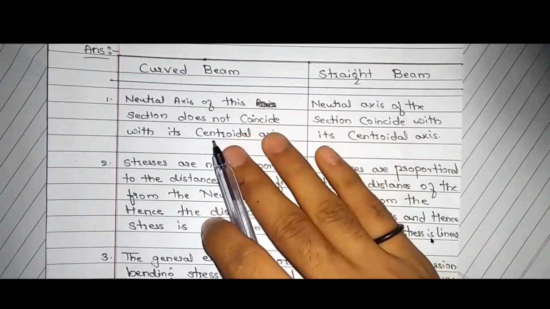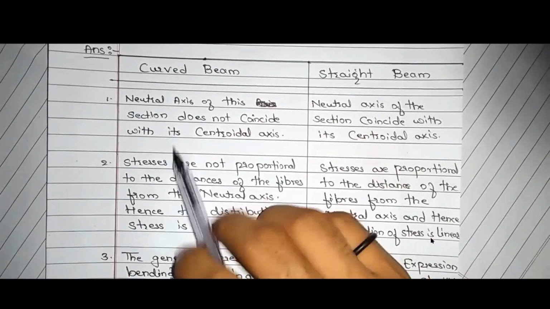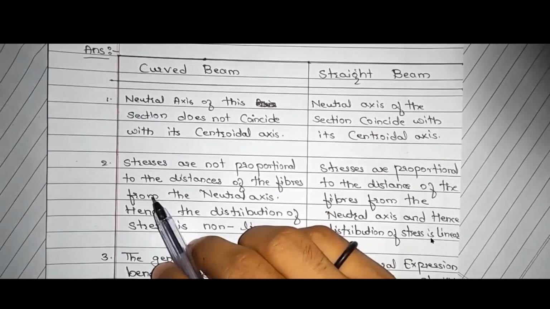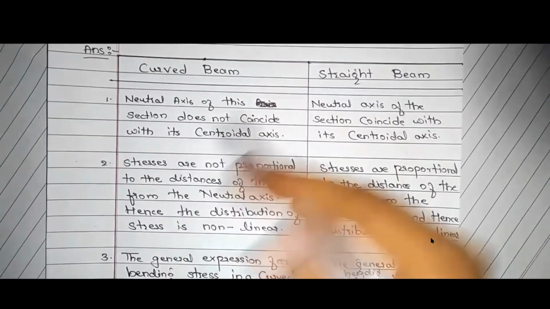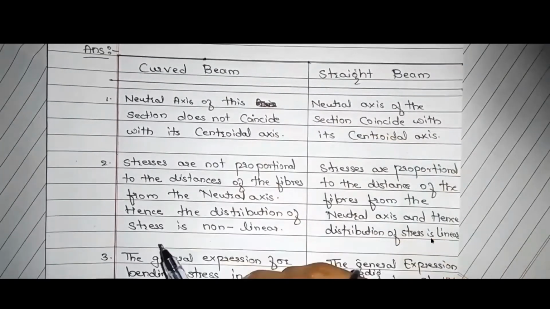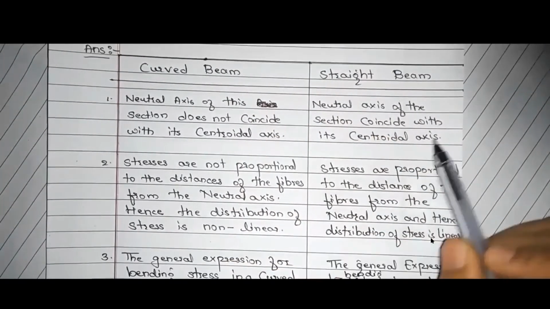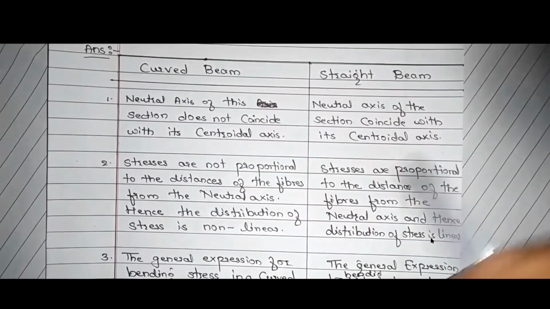The first is that the neutral axis of the section does not coincide with its centroidal axis. Thus, it is a curved beam. So the neutral axis does not coincide with the centroidal axis, and in the straight beam, it will coincide with its centroidal axis. As you can see, the neutral axis of the section coincides with its centroidal axis.